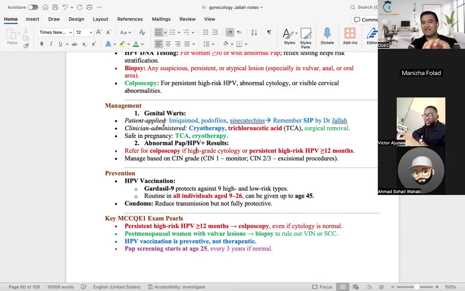So the one that is applied by the patient is SIP. S stands for sinecatechins or catechins, and I stands for imiquimod, which is the most common one and the best one if they ask you out of all these three, and the P stands for podophyllotoxin. Okay. For the clinician administration: cryotherapy, trichloroacetic acid, and surgical removal.